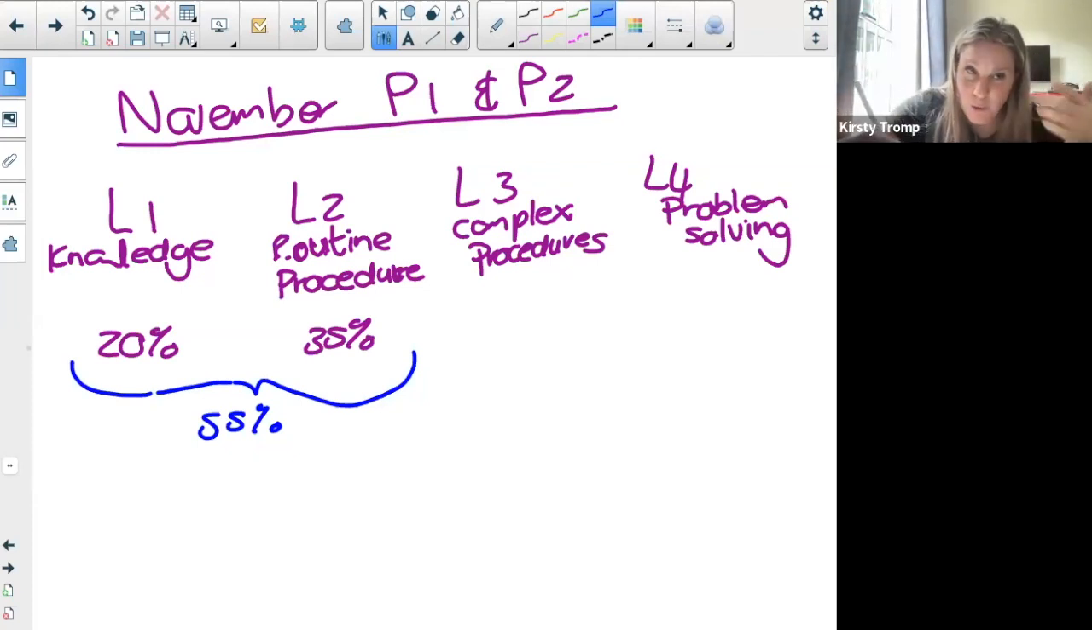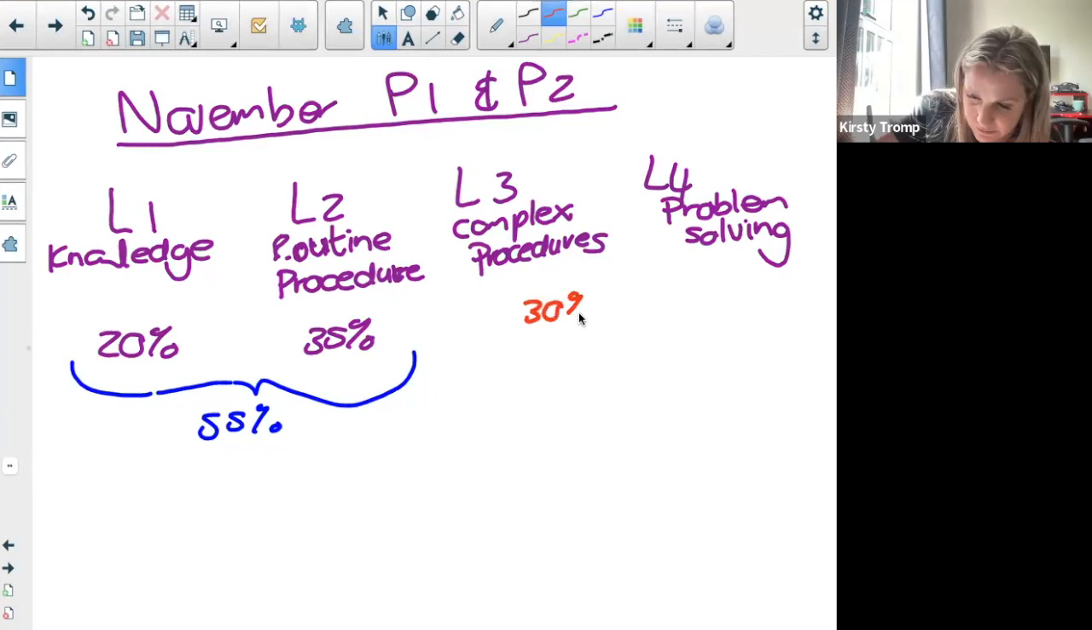Complex, so your higher order questions, the ones that are slightly harder, this is 30%. So if you're looking to break into those 60s and 70s and getting into the 80s, then you need to start looking at your complex procedures. This is where the hard graft starts coming in. This is where you need to start really working hard at your maths. You need to really put in the effort. You need to really put in the practice, which is why you're here today in this workshop.